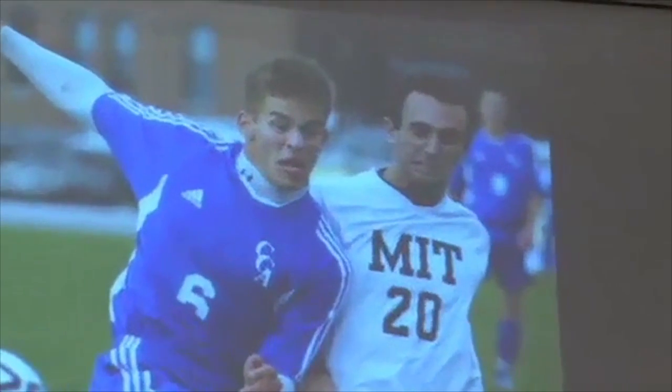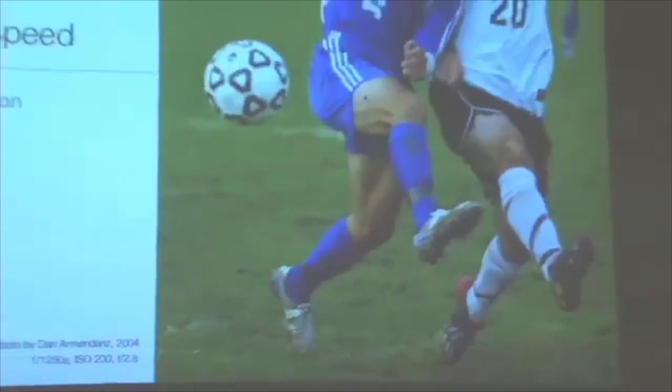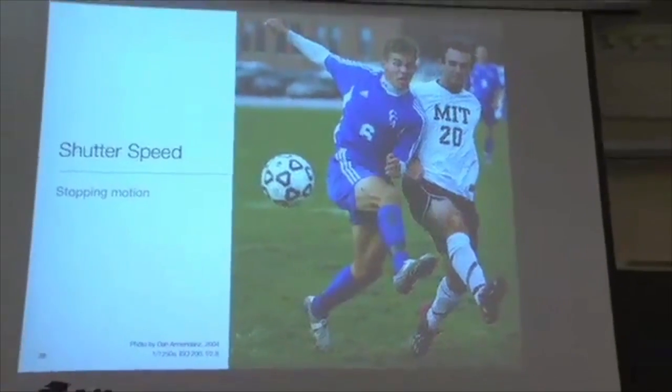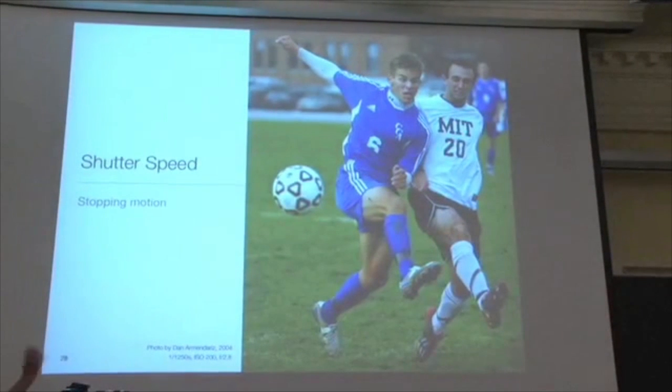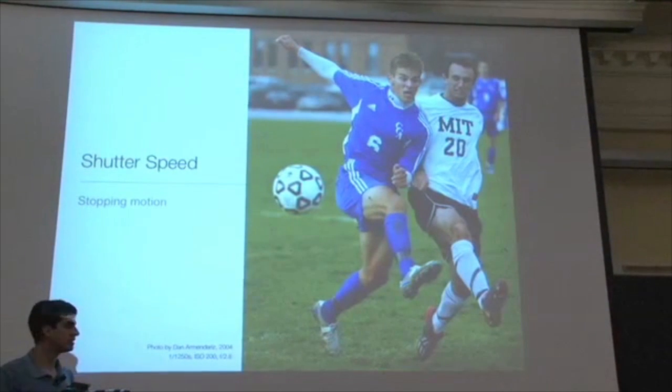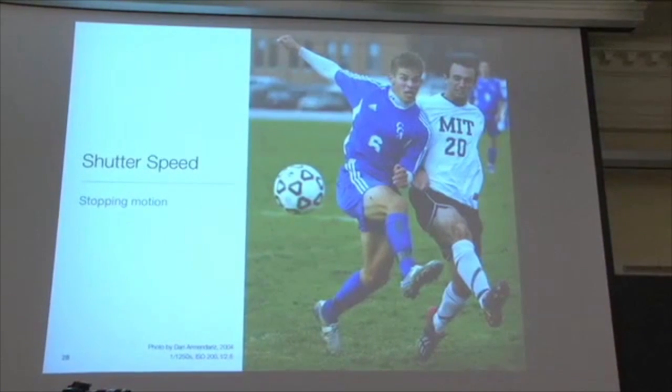So in this case, this was a shutter speed of 1/1250th of a second, which is a pretty quick time when taking a photo. And so for sports, this is the general case. You're going to want to stop action as much as possible for sports. That means increasing the shutter speed, and when I say increasing, I mean making it faster, as much as possible.